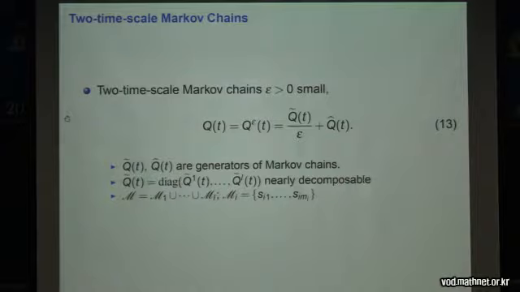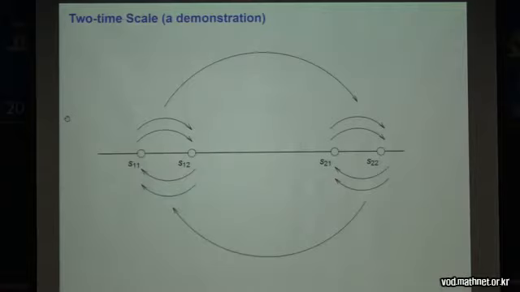Now, the second example, like the lecture I gave yesterday, is about switching Markov chains. In this case, you have a fast switching, you also have a slow one. And if you look at the corresponding occupation measure, it turns out the occupation measure has a limit. The limit of the scaled occupation measure is a switching diffusion.